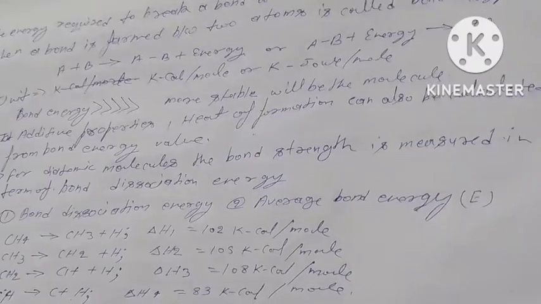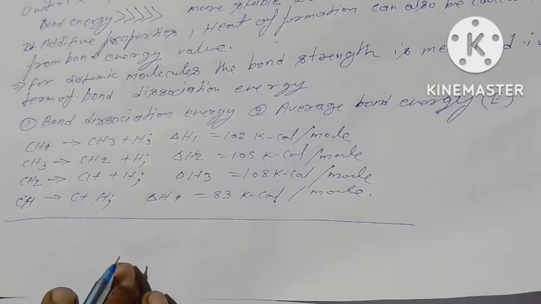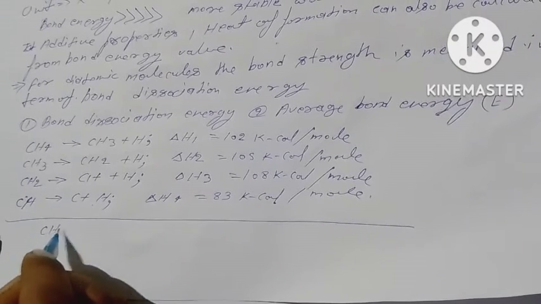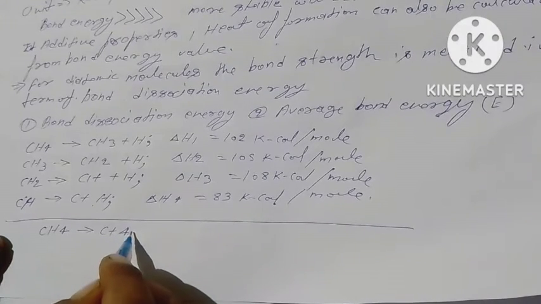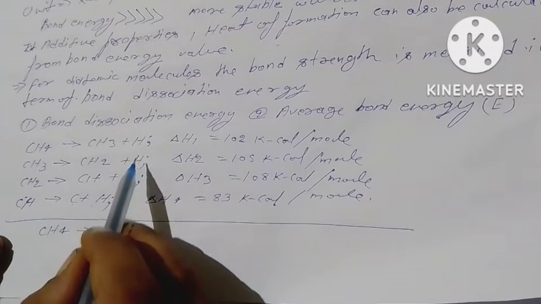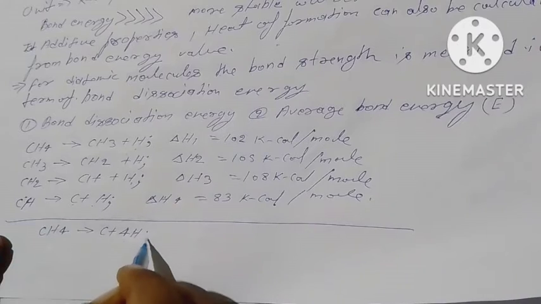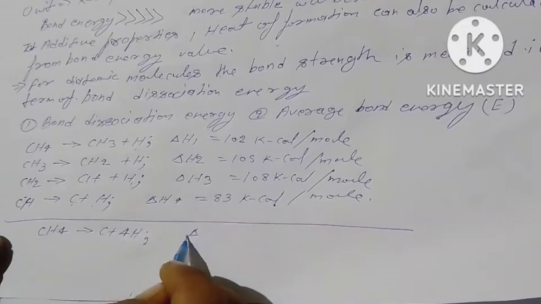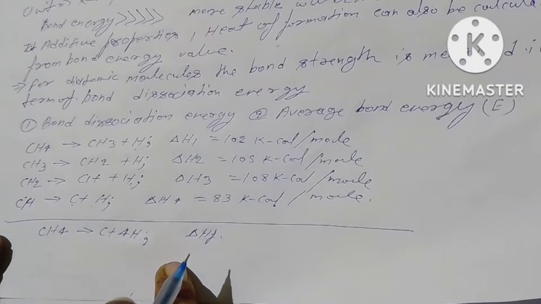That is kilocalorie per mole, and that is CH4 arrow C plus 4H. C plus 1, 2, 3, 4, 4H is that delta HF. Delta HF means the average of the heat of formation.